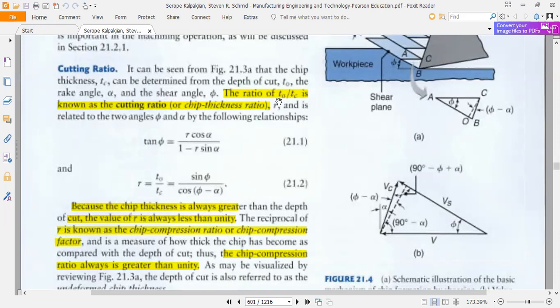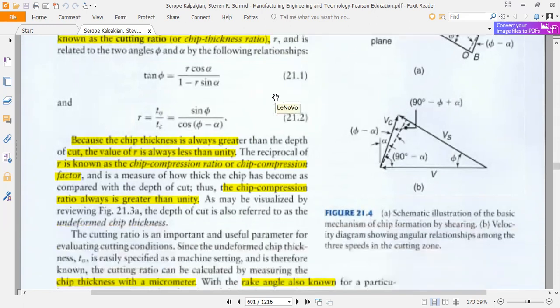will always be less than unity, and its reciprocal is known as the chip compression ratio or chip compression factor. It is the reciprocal of this r and is always greater than unity. It is always greater than 1.